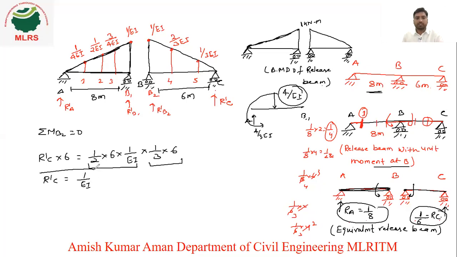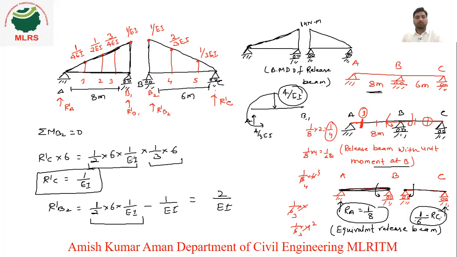So we have calculated this R dash C value. Now what will be that R dash B2 value? R dash B2 value will be equal to total load. Total load is half into base into height is 1 by EI, right? This is your total load minus R dash C value, that is 1 upon EI. So this will be your 2 upon EI. So we have calculated this R dash A, R dash B1, R dash B2 and R dash C. Okay, so we have calculated all this.